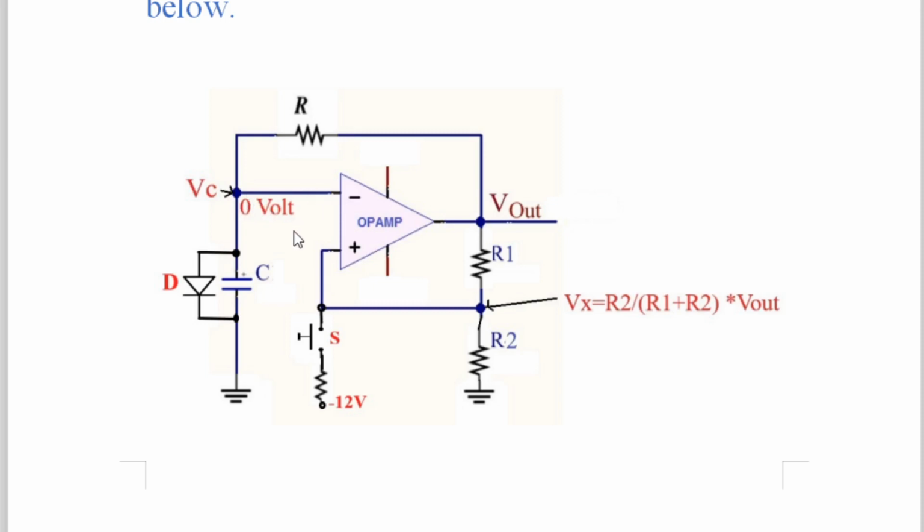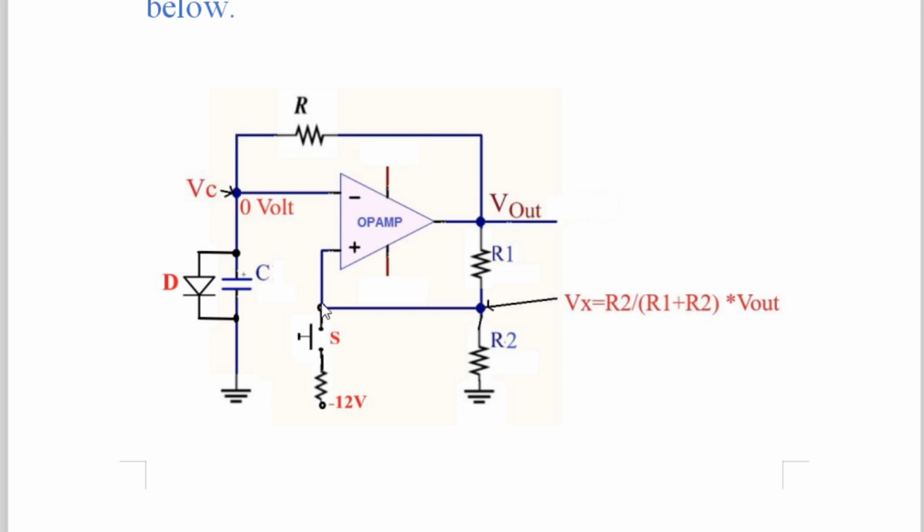What are the two changes you see here? One change is diode D is connected in parallel to capacitor C. Diode D is connected in parallel to capacitor C in monostable multivibrator. This is one change. And second change is here, you have used a switch which is called push to on switch. We have used a switch which is called push to on switch, and this push to on switch is connected directly to non-inverting terminal.